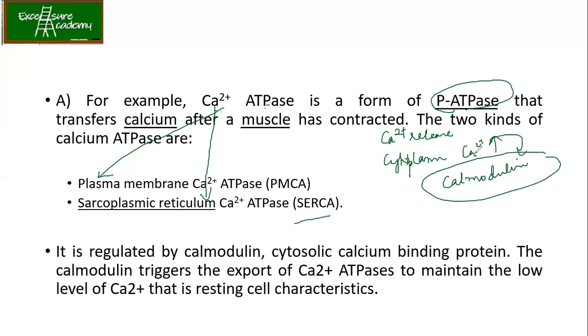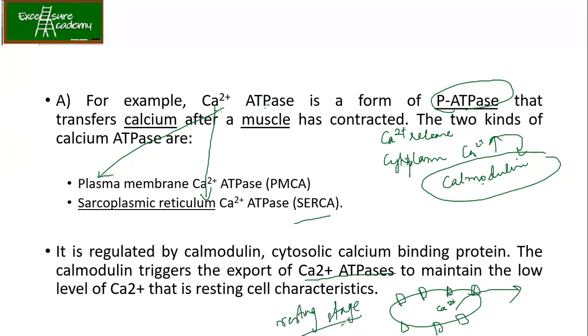Now the binding of the calcium to the calmodulin triggers the export of the calcium 2 plus ATPases. Now these will go and get exposed on the plasma membrane of the muscle cell. Correct? So they are going to take the calcium जो यहाँ पे excess है cytoplasm में outside and will bring the cell back into its resting stage. Now it is clear?